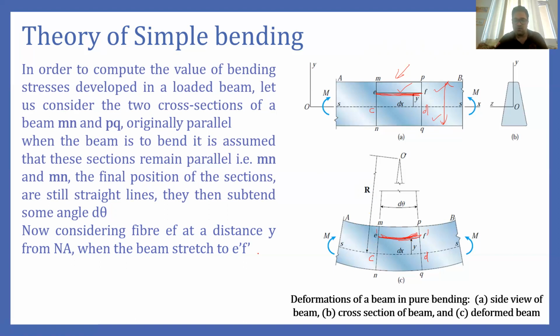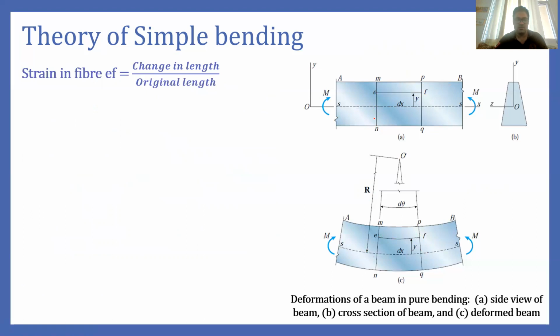Now if we want to find the strain in fiber EF, we know that the formula for strain is change in length upon original length. So the change in length will be E dash F dash minus EF, because that is the final length and this is the original length. Similarly, the original length is EF. So here we will write the relation.